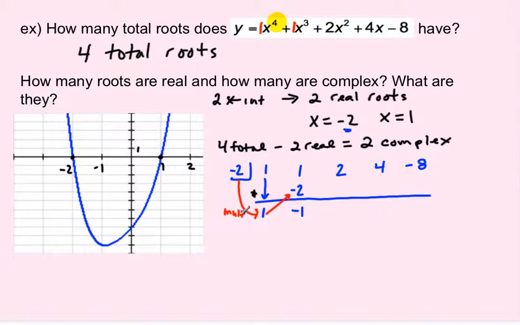Numbers under the line get multiplied. So negative 2 times negative 1 is positive 2. Numbers above the line get added. 2 plus 2 is 4. Under, multiply, negative 8. Over, add. 4 plus negative 8 is negative 4. Under, multiply, negative 2 times negative 4 is positive 8. Above, add. Negative 8 plus 8 is 0. I'm done. Now, this last number would be the remainder. It should be 0 here because I know that this is a factor.